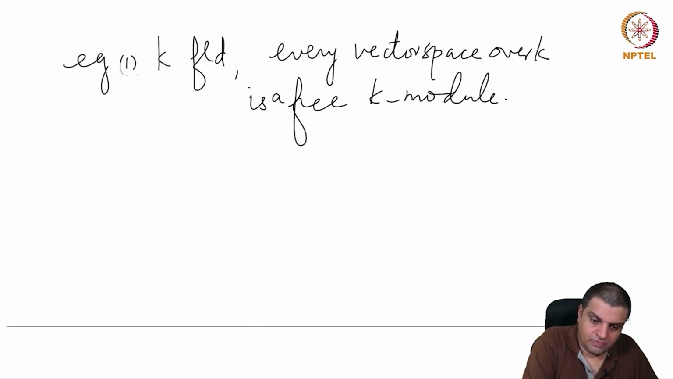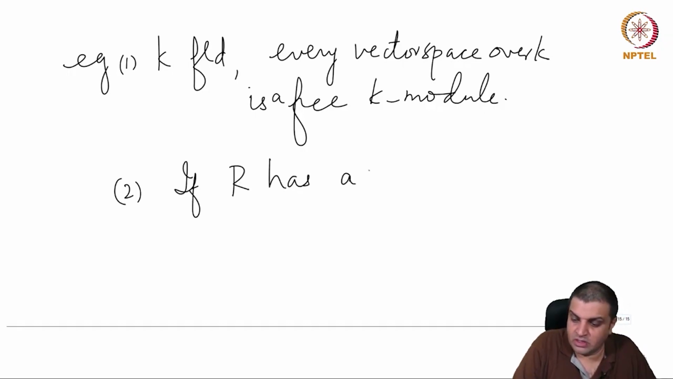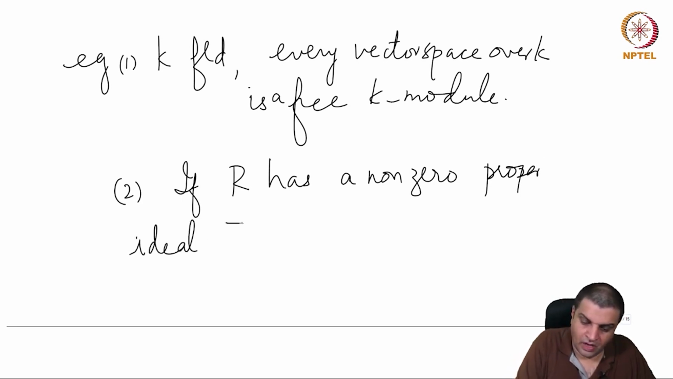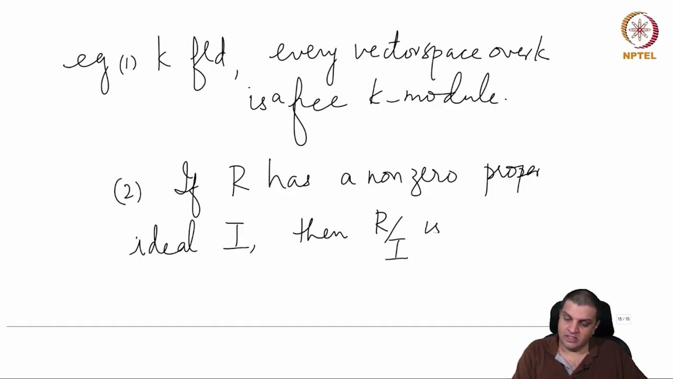If R has a non-zero proper ideal I, for example, if R is not a field, it will have a maximal ideal different from 0. So the second statement applies to everything that's not a field. I mean, it has meaningful content in everything other than a field. Then R mod I is not a free module.